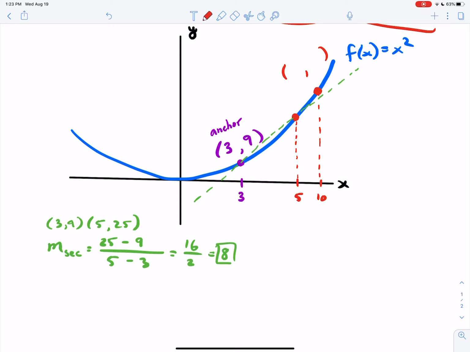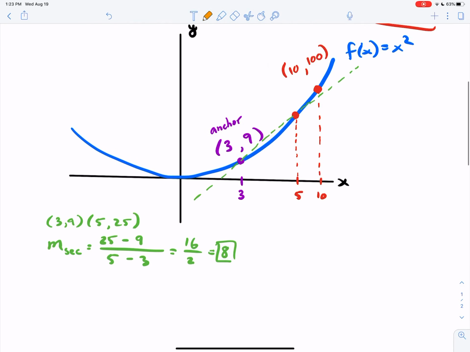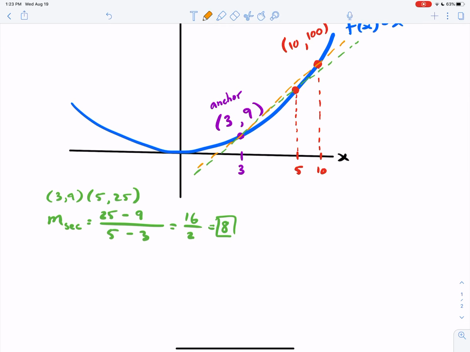10 should have a y value of 10 squared, which is 100. So let's try this one more time. I am going to connect my anchor with my new point. So I'll use a different color here. So that orange line, notice how that orange line intersects the curve twice, so we call that a secant line. And with a secant line, I could always find the slope.